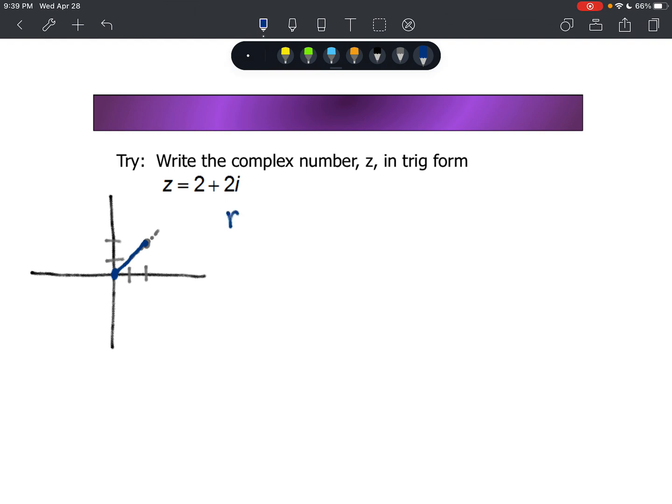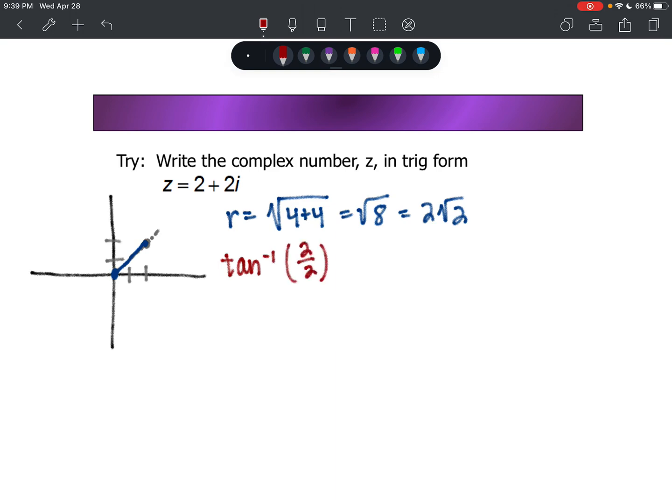This distance, r, is going to be the square root of 4 plus 4, which is 8, and the square root of 8 is 2 times the square root of 2. Theta, inverse tangent of 2 over 2, is going to be our reference angle, which in quadrant 1 will also be our directional angle. So the inverse tangent of 1 is equal to theta. And where are my x and y values the same? That's going to be when I have a pi over 4 angle.